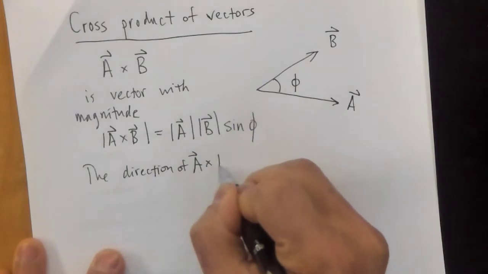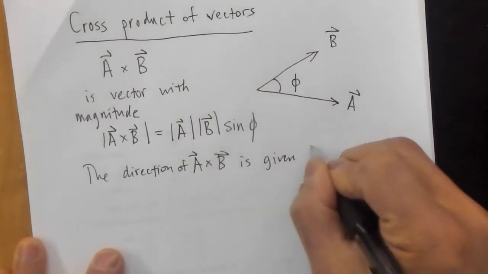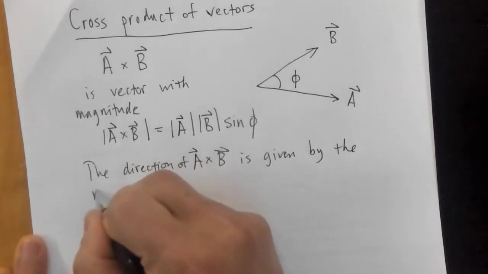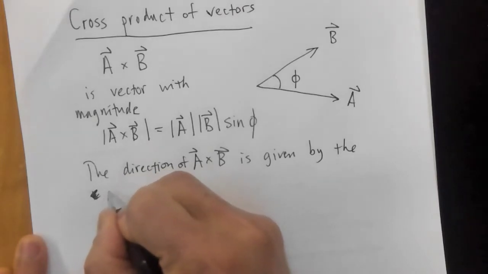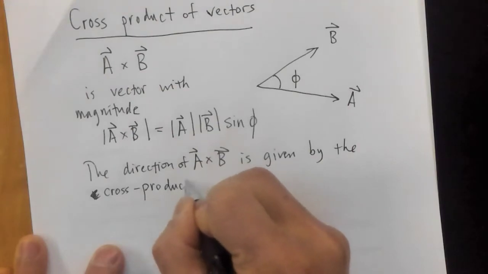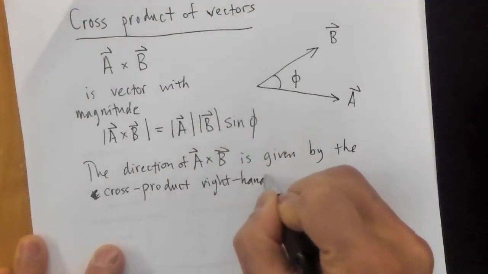of A cross B is given by the cross product right hand rule.